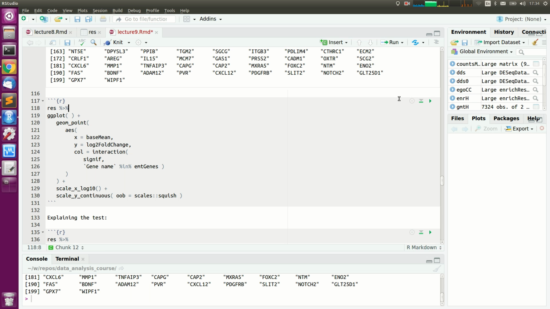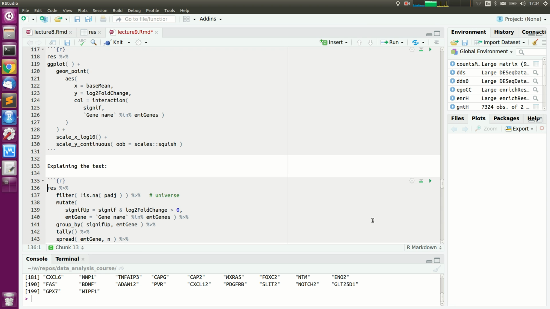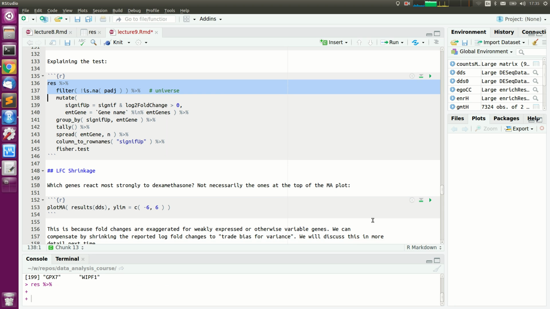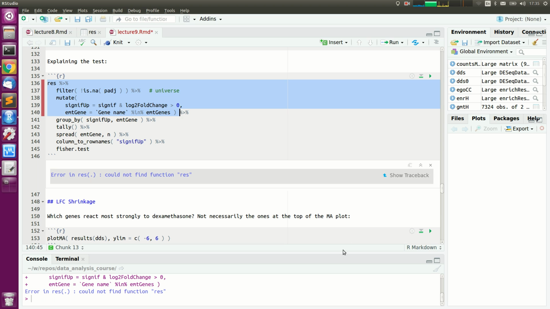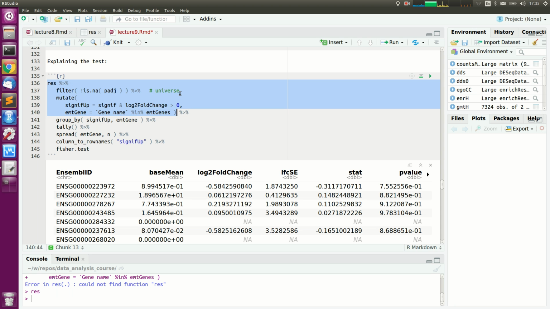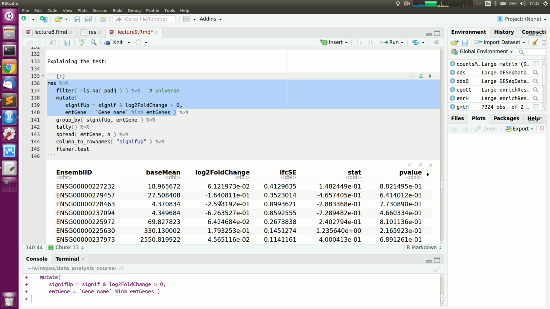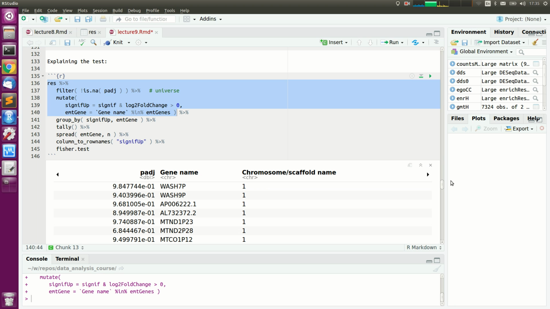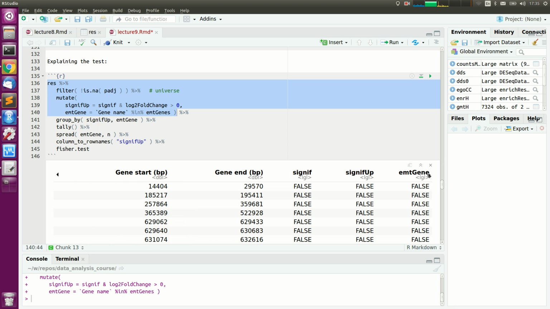What gene set enrichment analysis means is that you do the following. We take our genes, and again we filter this down to our universe, all those which we could actually test. Now I add these two... could not find function res. Why is there no function res? Here is result. So now we have our result table, and I've added two new columns to the right.